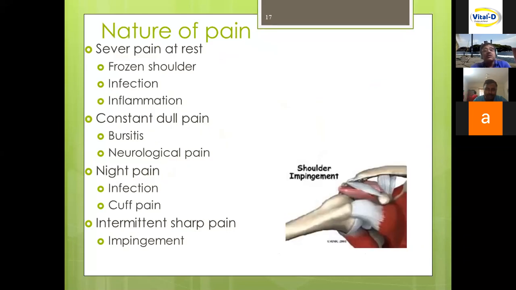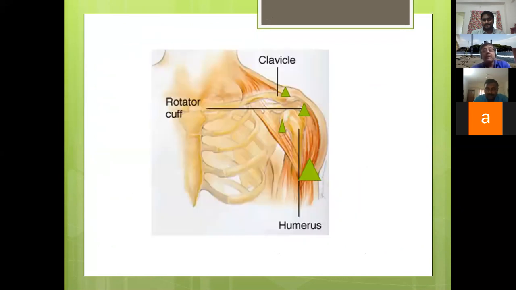So ask about the nature of pain. Severe pain at rest may make you think that it may be frozen shoulder, infection or inflammation. If there is constant dull pain, this may be due to bursitis or neurological pain. Night pain occurs in infection and also cuff pain, and sometimes also in frozen shoulder. And intermittent sharp pain, like in impingement. And see the picture. If he shows the pain at the top of the shoulder, it may be due to acromioclavicular osteoarthritis.